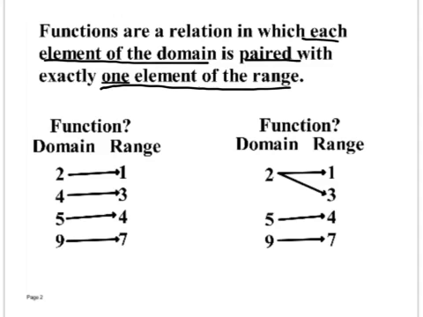So in the first question, is this a function? It gives you domain here, it gives you your range here. Okay, our input is 2, 4, 5, and 9. Our range is 1, 3, 4, and 7. Is this a function? Is each member of the domain only paired with one of the range? It is. What is 2 paired with? 1. What is 4 paired with? 5. What about 9? Okay. So they are only paired with one element of the range. So yes, it is a function.